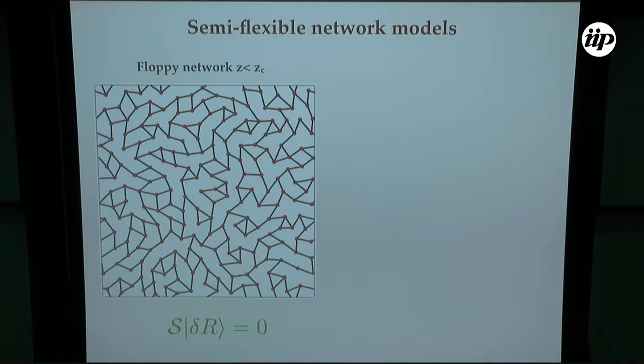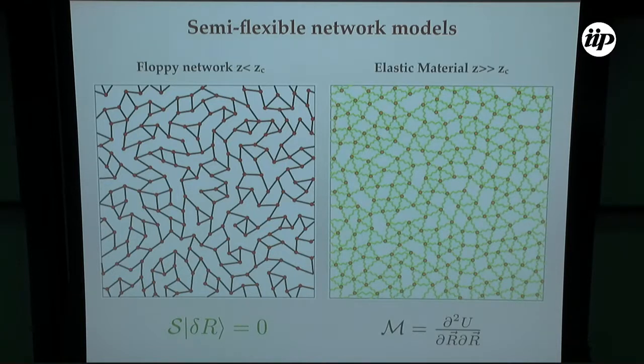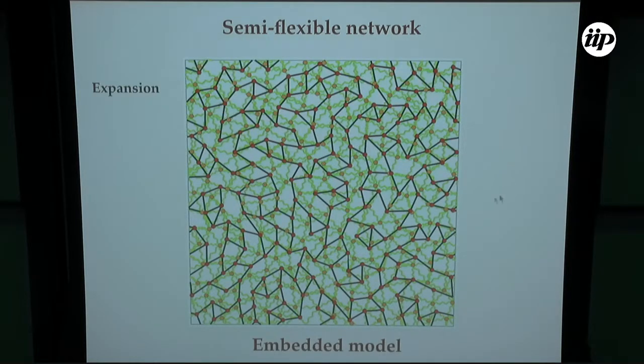And also we try a model where we consider some elastic material. This is just elastic material. It could also be taken in the continuum limit. It doesn't really matter. It is characterized by this Hessian of the energy. And we embedded this network on top of the other one. And this is how it looks.